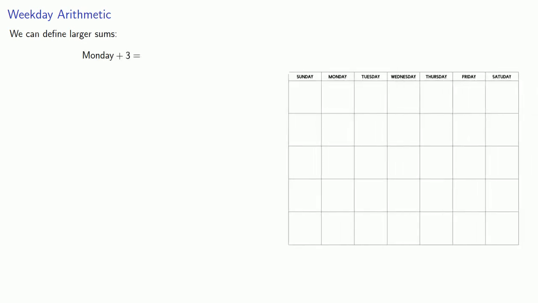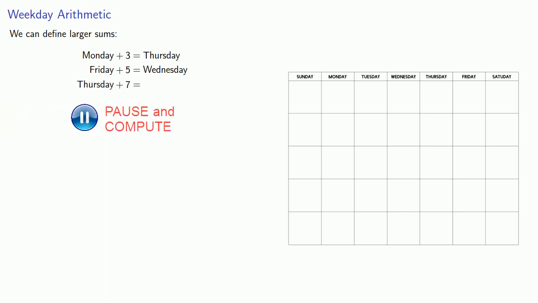Let's focus on our weekday arithmetic to begin with. Once we've defined plus 1 as the day after, we can define larger sums. For example, Monday plus 3 is, well, that's 3 days after Monday, or Thursday. Or we could define Friday plus 5, Wednesday, or how about Thursday plus 7? And that's kind of interesting because here we took Thursday, we added 7, and we got the same thing that we started with.